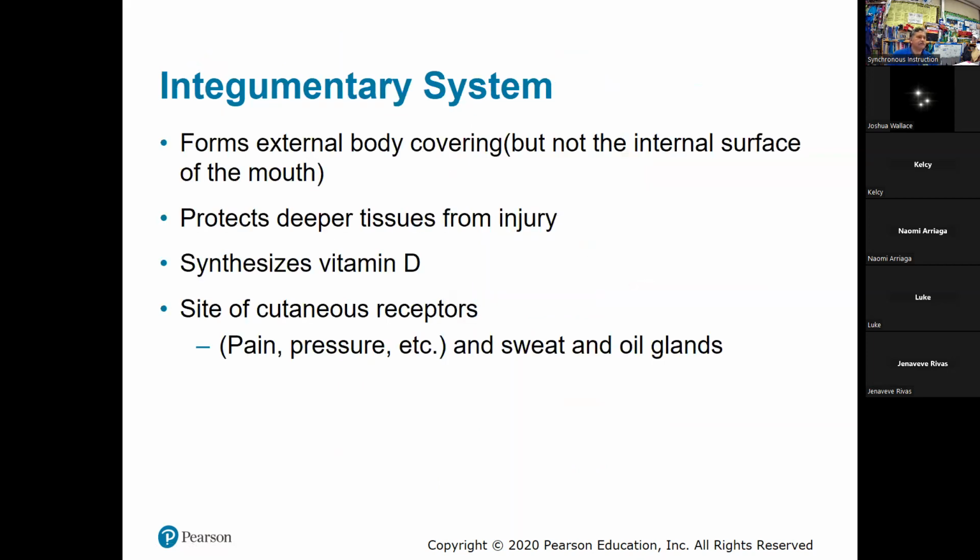So here's a few slides that tell us about the different systems that we find in the body and that we would study in our anatomy and physiology class. There's the integumentary system, which is basically your skin, and it says here it forms external body coverings. And there are other qualities and other jobs that the integumentary system does.